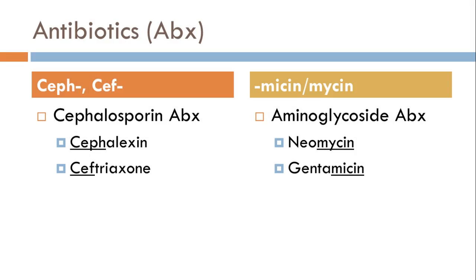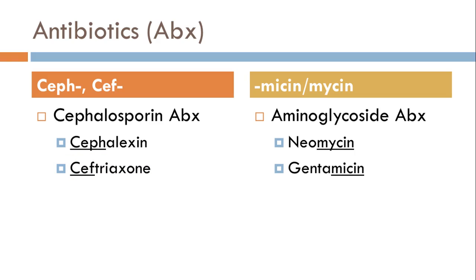All right, let's learn some more antibiotics. How about cephalosporin antibiotics? Those start with ceph, C-E-P-H. Many times it's written C-E-F. So I have cephalexin, the brand name for that is Keflex. Sometimes you'll hear different variations of that, but that's fine. The other one is ceftriaxone, the brand name for which is Rocephin. It's injectable only, and you're not going to see that as often in a retail pharmacy as you will in an institutional pharmacy like a hospital.